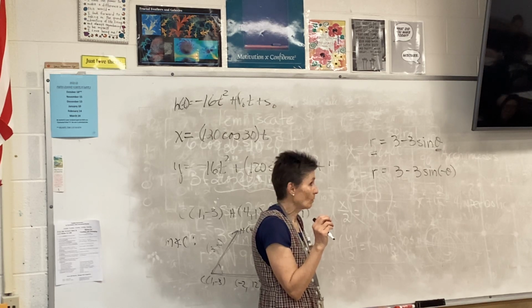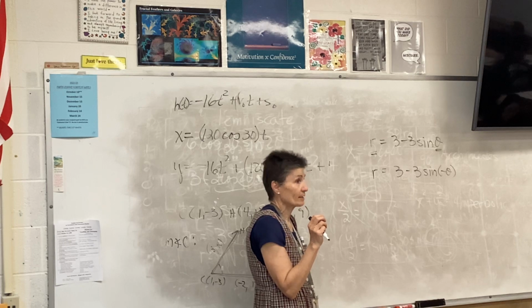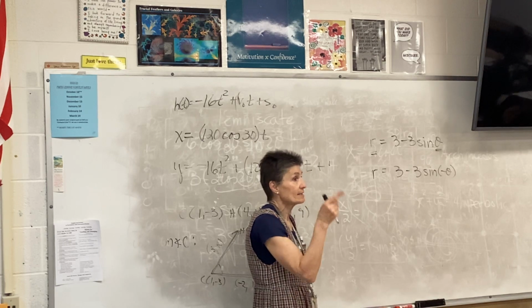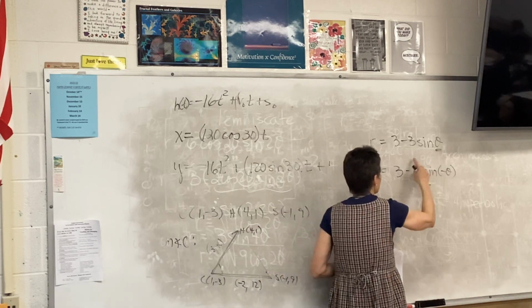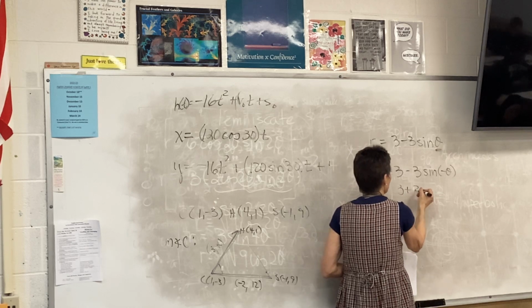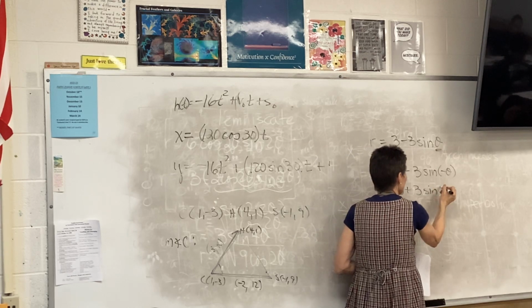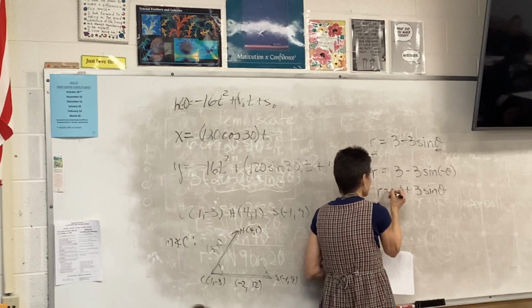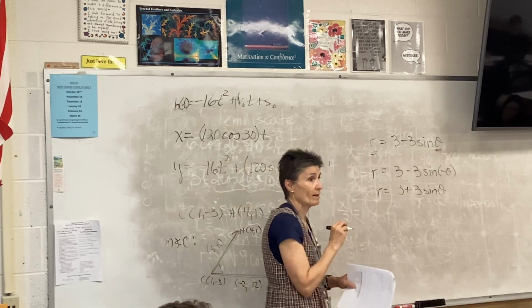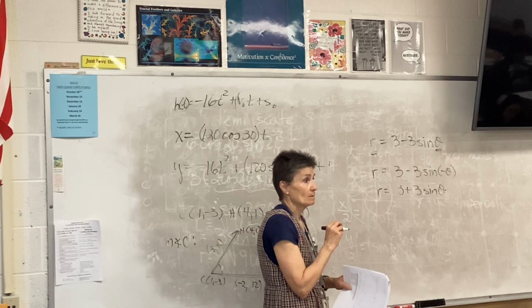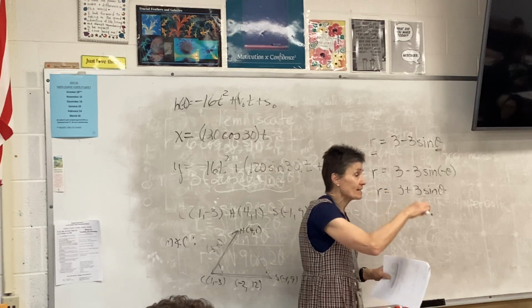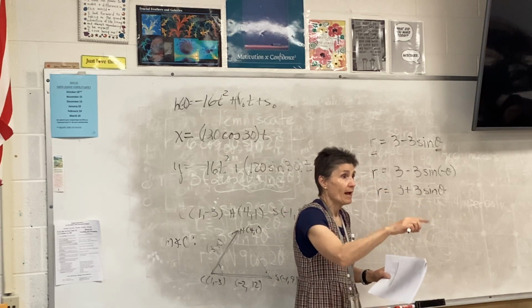No, it doesn't go away. It only goes away in a cosine. In a sine and a tangent, it comes out to here. So this would become 3 plus 3 sine. Is that the same equation that I started with? No. So that test of symmetry didn't work.